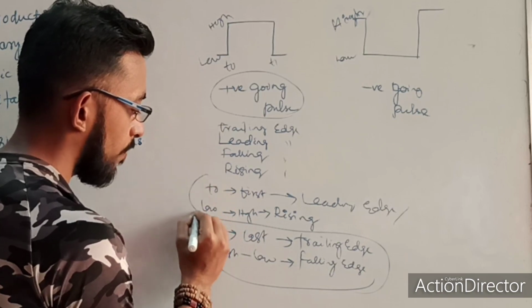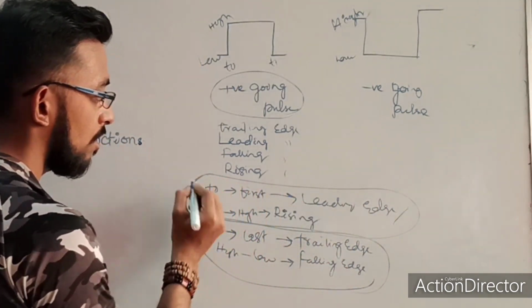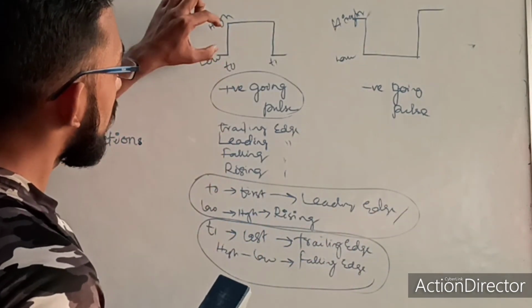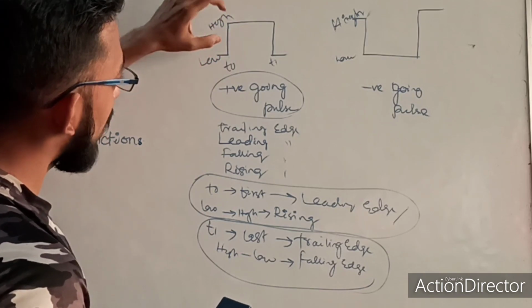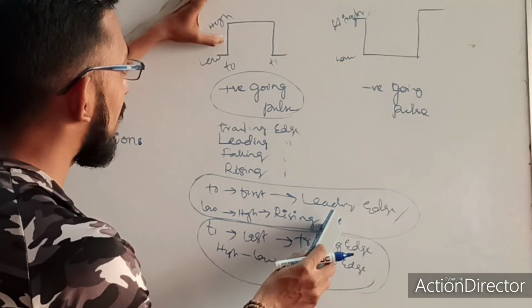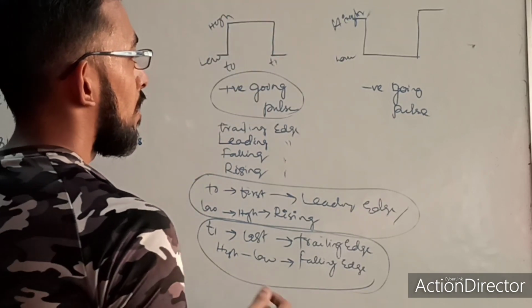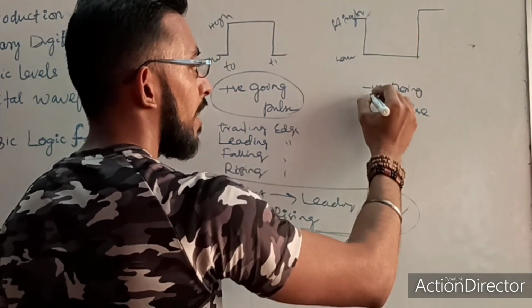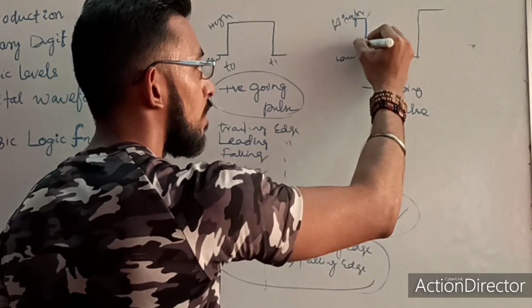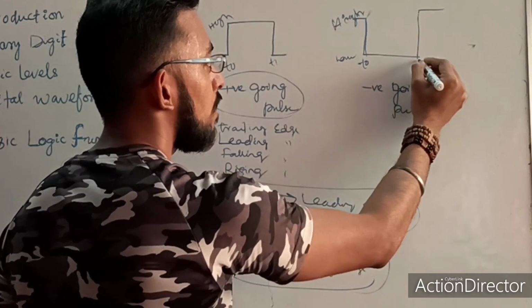Okay, so for the positive going pulse, this is nothing but my leading edge and also rising edge. This is the trailing edge and also falling edge. Now, you tell me for the negative going pulse, this is coming first. This is T naught, this is T1.